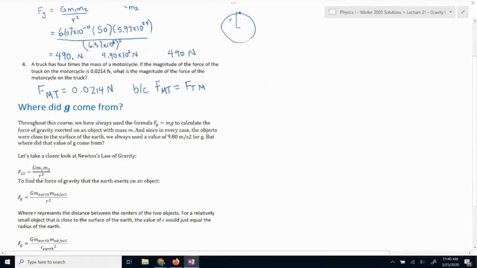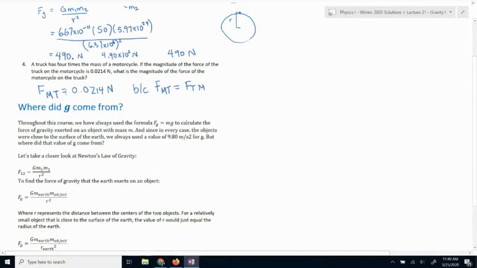Okay, so for Fg, we've always talked about Fg equals mg when we're trying to find the force of gravity exerted on an object with a mass. And in every case, the objects so far in this class have been close to the surface of the Earth. So we've always said that g is equal to 9.8 meters per second squared, or 9.8 newtons per kilogram. But where did we get that value of g?